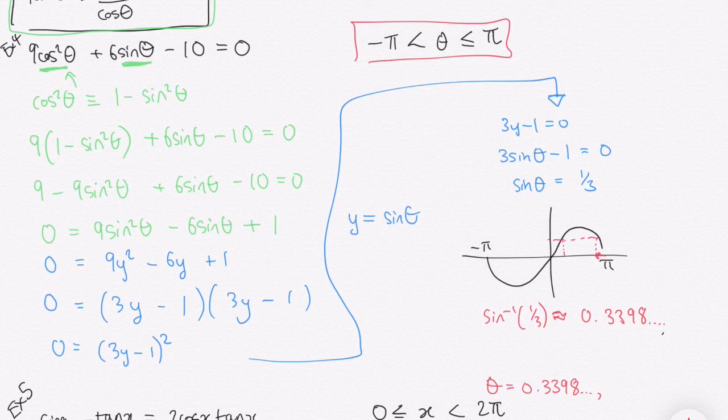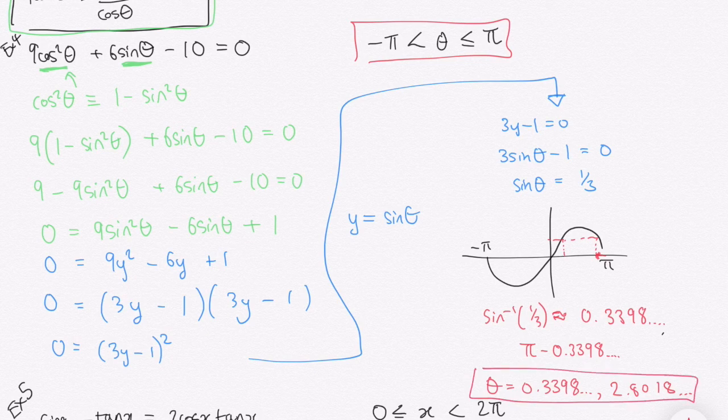But the other value is going to be this one here. And we can see that this is going to be pi subtract 0.3398, which is approximately 2.8018 to 4 decimal places. So these are our two solutions to our equation.